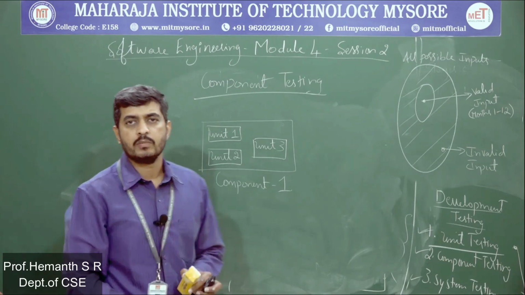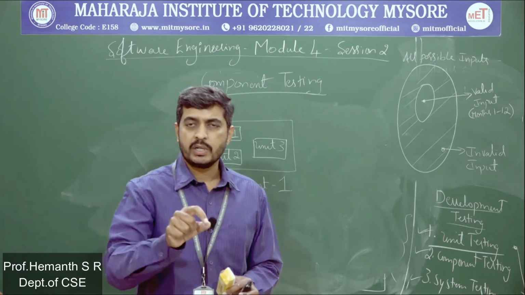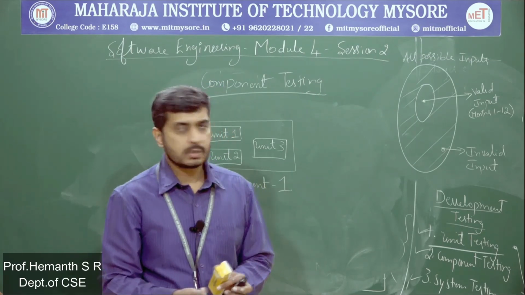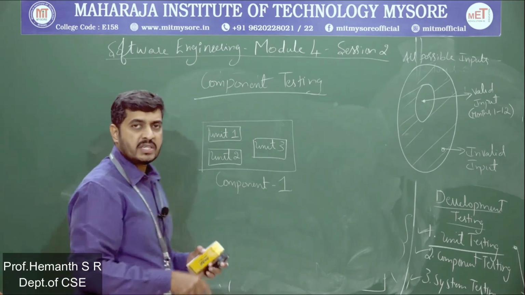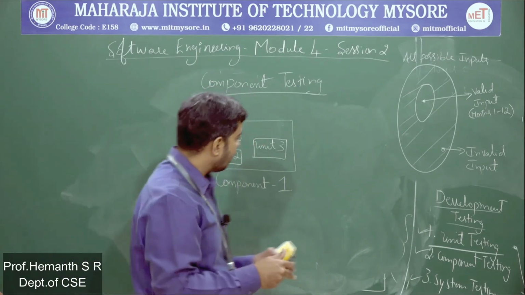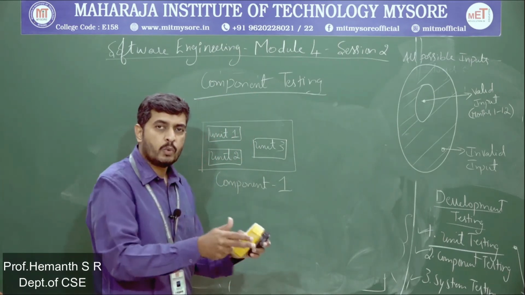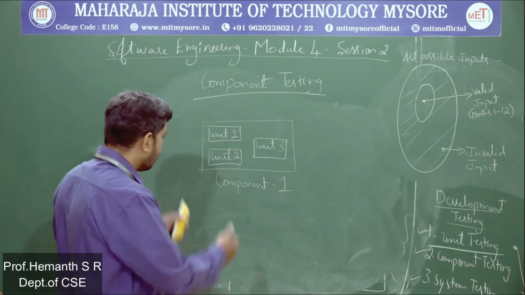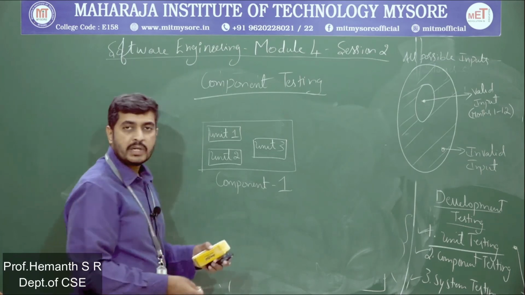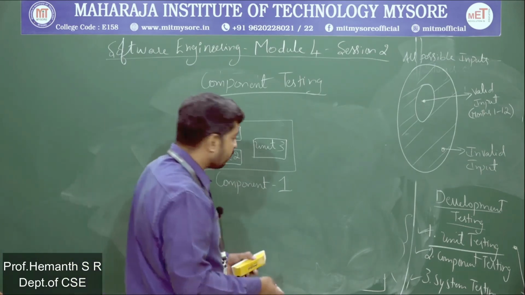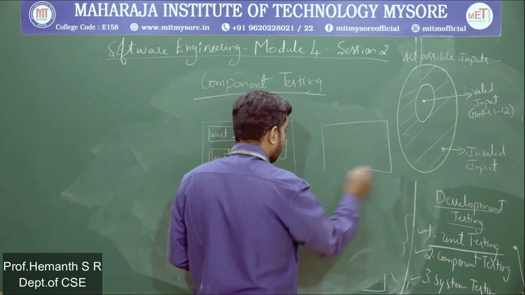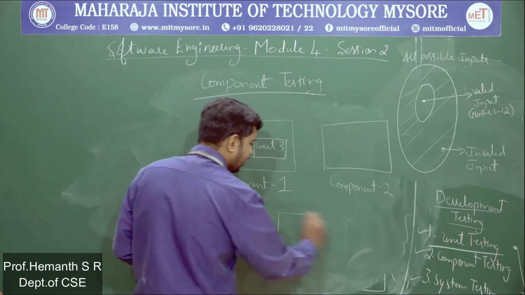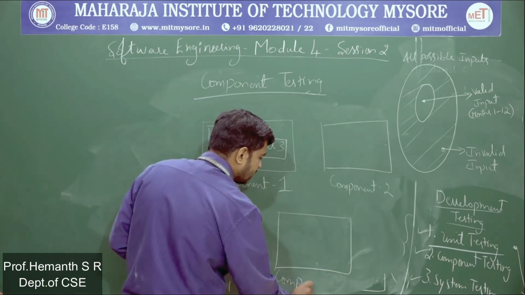Please note, we are moving from the bottommost level, that is the smallest unit, to the next level in the hierarchy. So it's a bottom to top approach. In unit testing, we tested the lowest, smallest part, and as we progress to component testing, we are moving up the hierarchy. So small units will be combined, which becomes a component. And we can have n number of components like this: component 1, component 2, component 3.